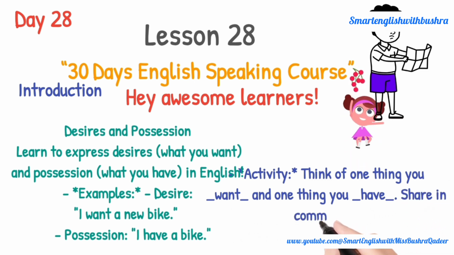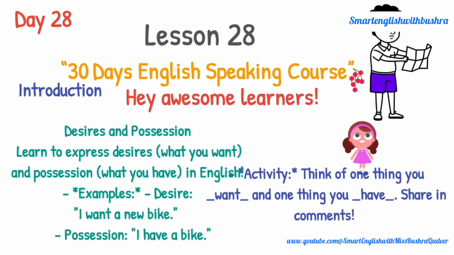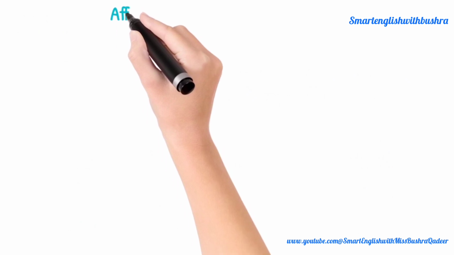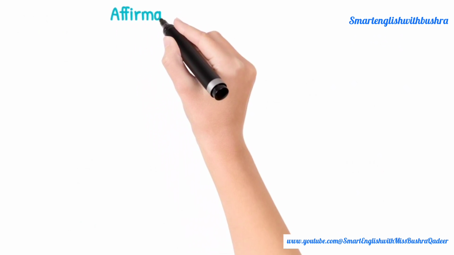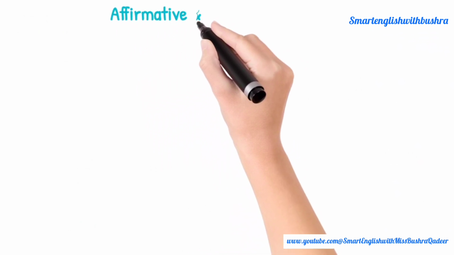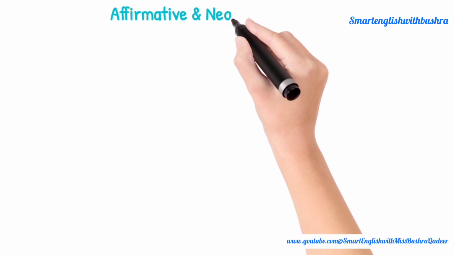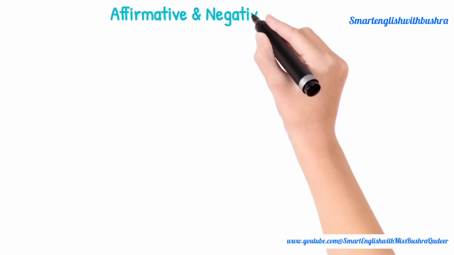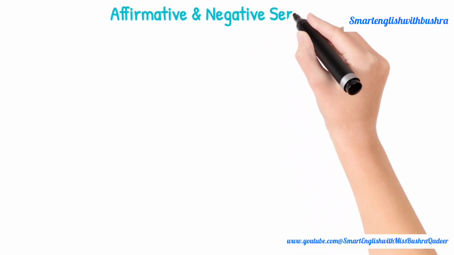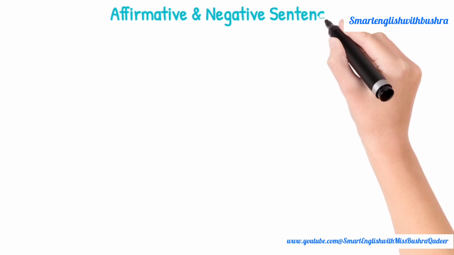Now there is an activity. So yeah, we have an activity. In this activity, think of one thing you want and one thing you have. Share in common. So for example, if you want to get a visa, you want to get a job, you want to apply somewhere, that is your desire. And what you have, I have a job right now. I have my books, I have my parents, I have this, I have that. Whatever you have, you are going to write it in the comment section.